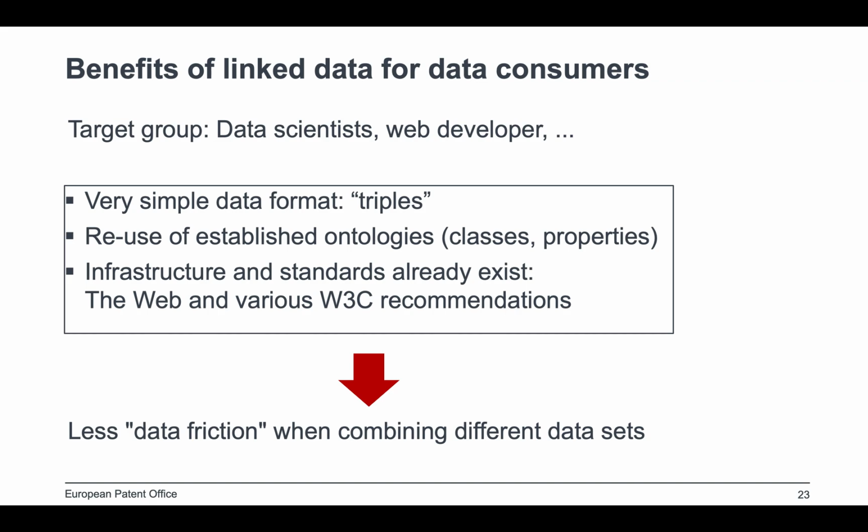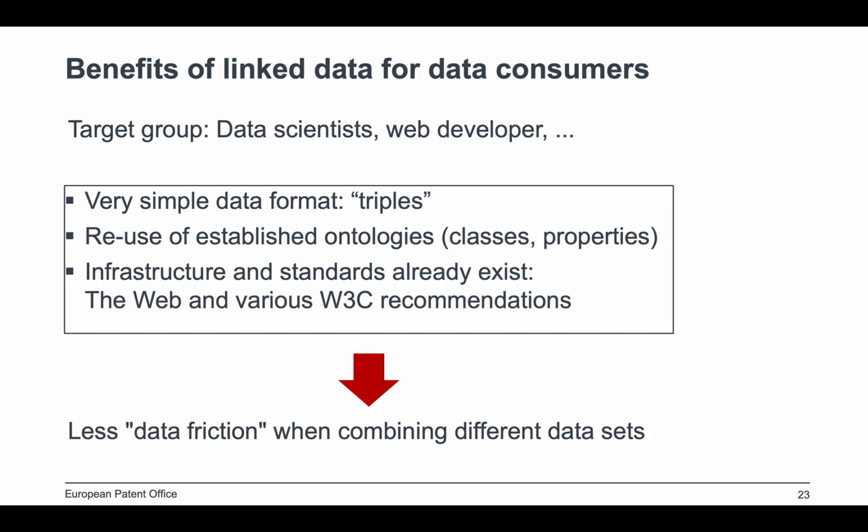Kosman, our example, had something called FN, which stands for full name. Everybody in the community knows what FN means. So we're trying to use standards as much as possible. And the infrastructure you need is there, it's the internet. And all the rest is covered by the World Wide Web Consortium.